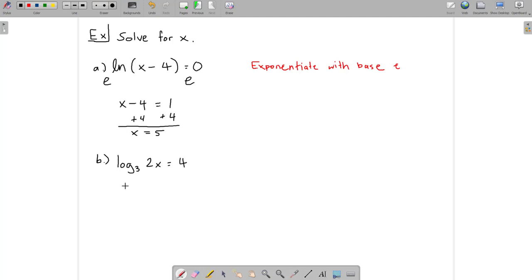Alright, let's go ahead and try the next one. Log base 3 of 2x equals 4. So again, we will exponentiate. This time we'll take base 3. So 3 to the power, this whole thing, 3 to the power of 4. And that will undo our log. So we have 2x, you take the whole argument. And then on the right-hand side, we have 3 to the 4th.